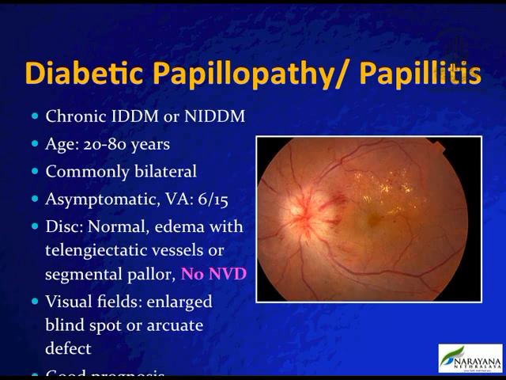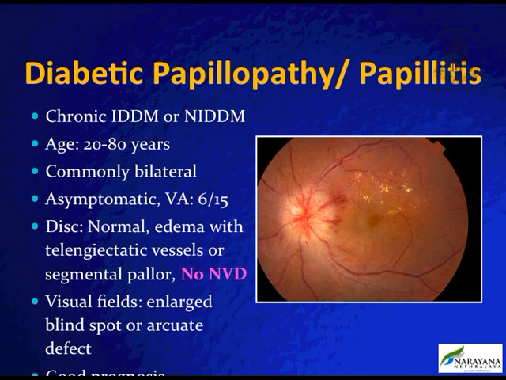Before we move on, I'll just quickly touch upon what is diabetic papillopathy. Basically, this is seen in individuals who have diabetes and is usually bilateral, but is seen in those with chronic IDDM or NIDDM having more than 10 years of the disease. The age could be anywhere between 20 to 80. But mostly, as I said earlier, it could be asymptomatic and visual acuity is only mildly deranged.